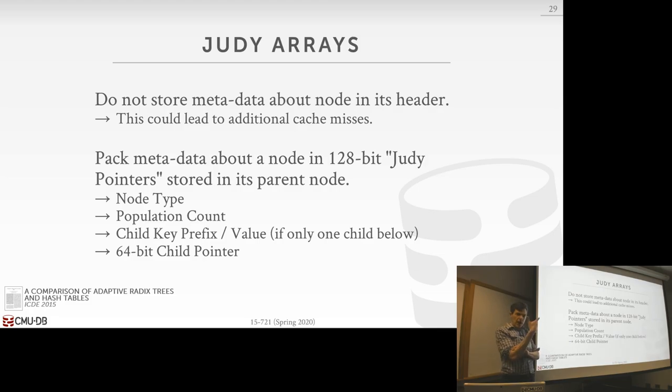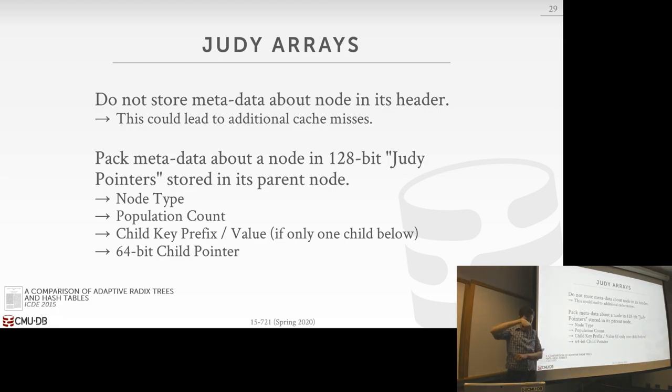Think of MVCC, where in the header of the tuple we would store the timestamps. In the B plus tree, you would store information about what keys I have, what offsets I have. We're not going to do any of that. We're only going to store information about a node and the pointer to that node.